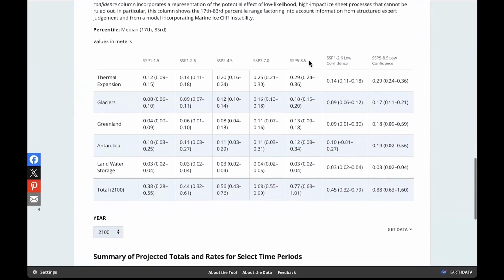And this is showing you the sea level projections under the 5 emission scenarios and the 2 low confidence scenarios, in this case for 2100, but we can change the year, showing total amounts down here. So this is the median value and then the full likely range. And then this is showing you how these totals come from thermal expansion, glaciers, Greenland, Antarctica, and land water storage.